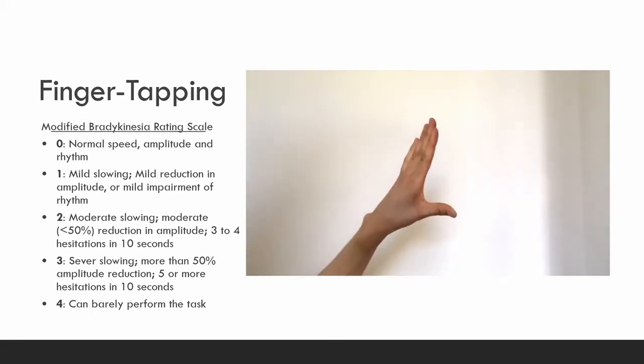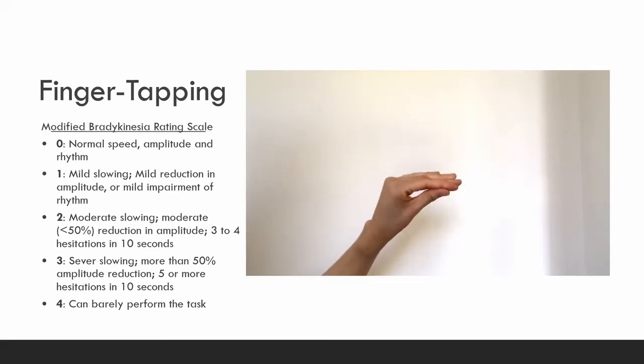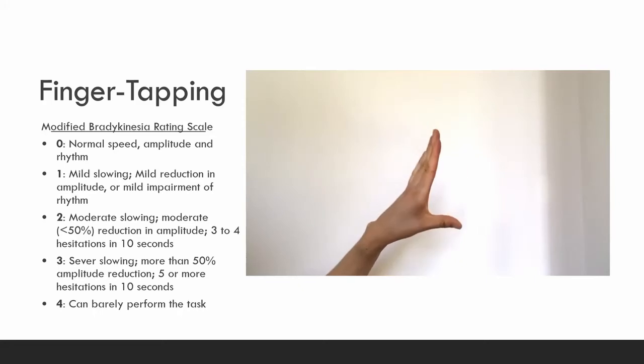In this scale, bradykinesia is graded from 0 to 4. 0 if a patient has no bradykinesia, and a 4 if they have very severe movement problems. The video playing now shows an example of a normal test in which the patient is not displaying any signs of bradykinesia.